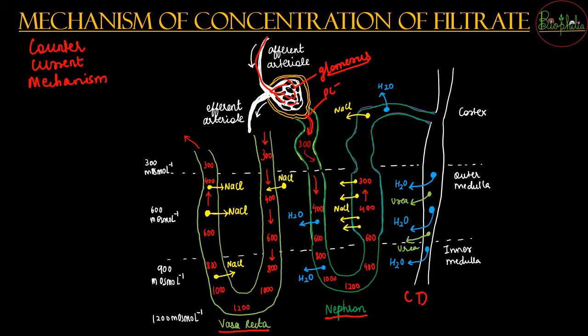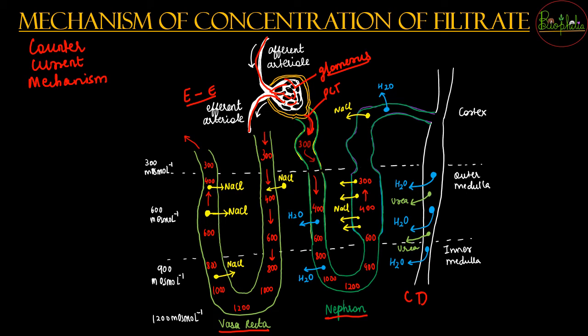From Bowman's capsule it will enter into the PCT. Once it has entered into the PCT, the remaining things that could not pass through the slits will return back into the efferent arteriole. As I told you, the trick: E is for exit. So the things that could not get into the filtrate, the rest will go into the efferent arteriole and connect as vasa recta. So that was about the glomerulus.